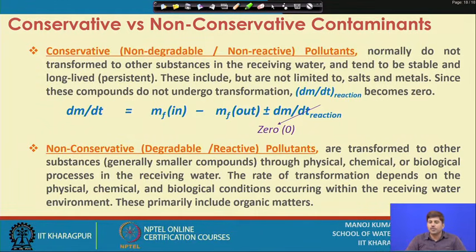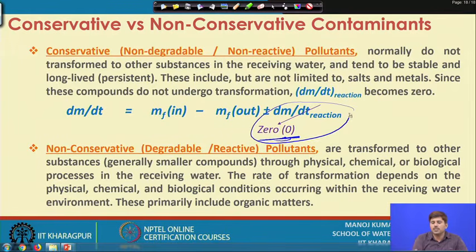So, it does not undergo any sort of reaction and its rate of change of mass due to reaction is considered as 0. So, in a conservative pollutant we will see that dm by dt due to reaction is 0, and our basic mass balance equation remains this: rate of change of mass is mass coming in minus mass flowing out. Okay. So, that is what will lead to the accumulation, because there is no reaction, nothing is taking place in the system.